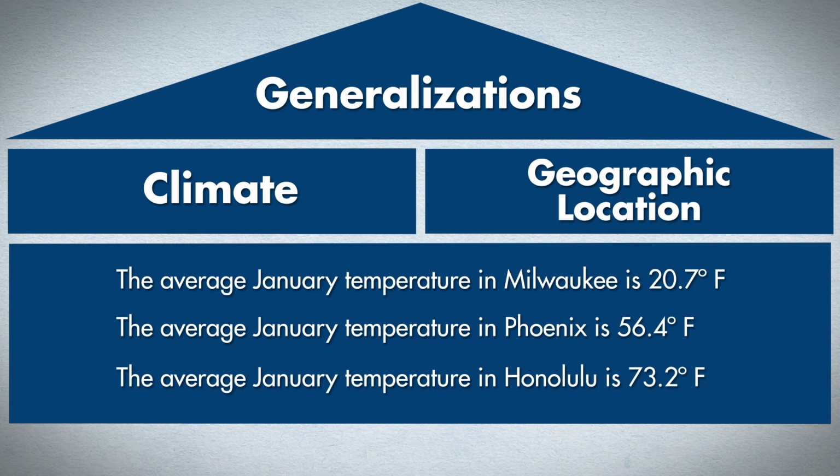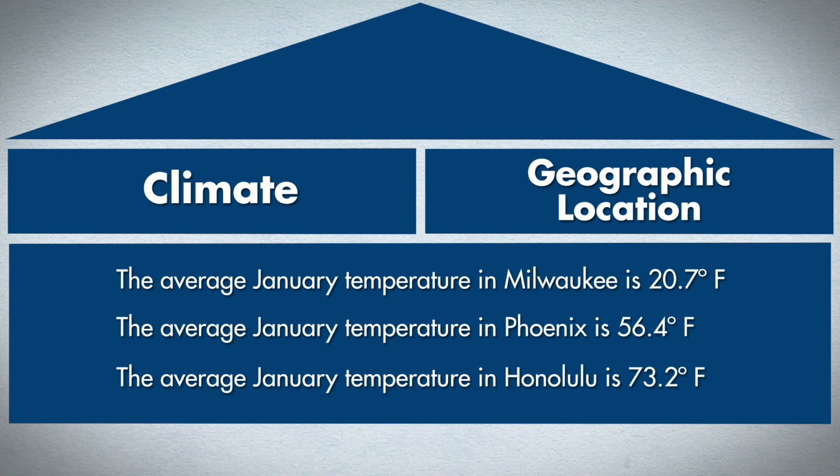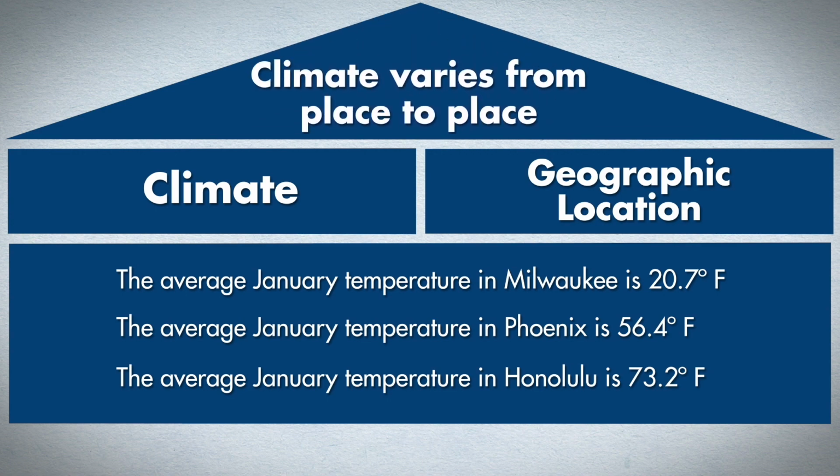Remember, generalizations are statements of the relationships between two or more concepts. And here, climate and geographic location are the concepts. So a generalization might be, climate varies from place to place. So what we see here is an example of a concept-based instruction framework. And this is unique because most traditional curriculum is topic-based.